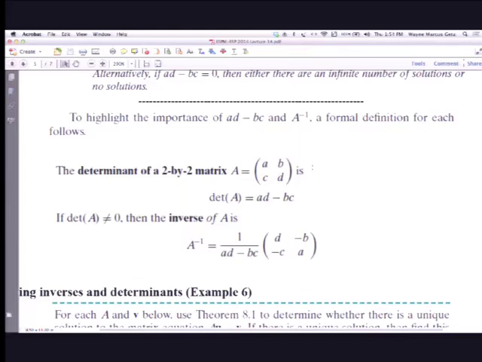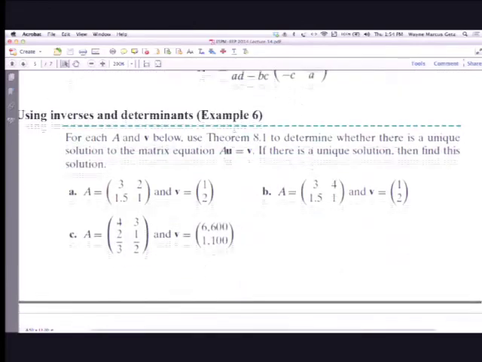So that means if you want to solve these linear equations, if you've got a matrix A, B, C, D, all you can do is write down this matrix A to the minus 1, and then multiply it by the vector on the right-hand side, and you've got your solution. So there's a set of examples here that you can go through to check that out.